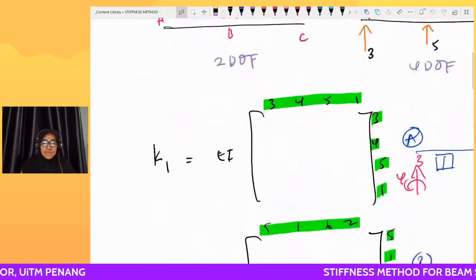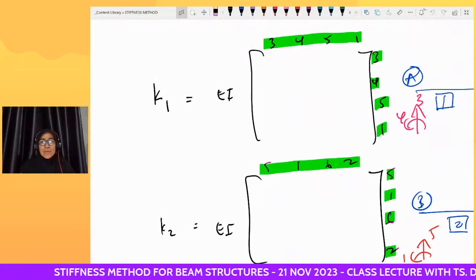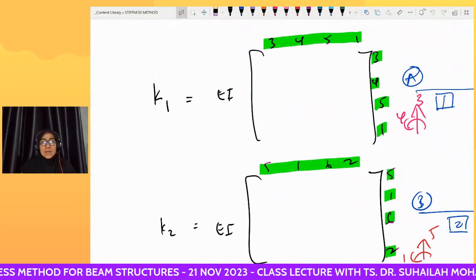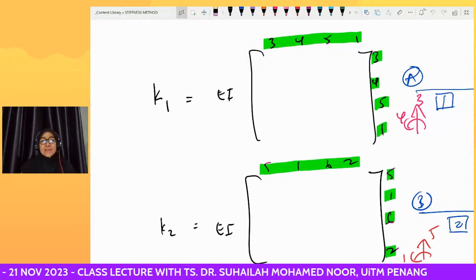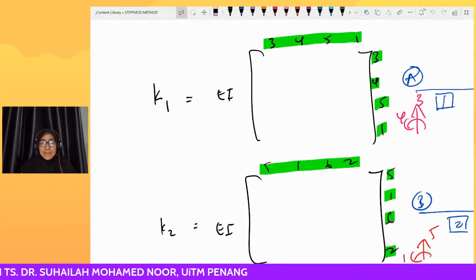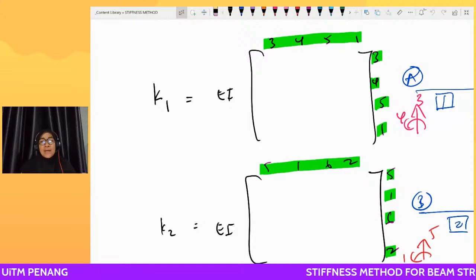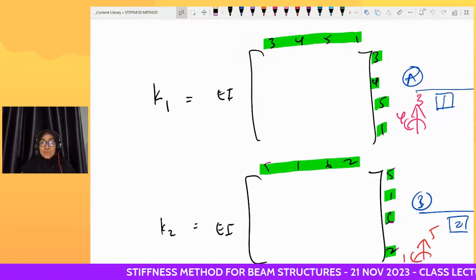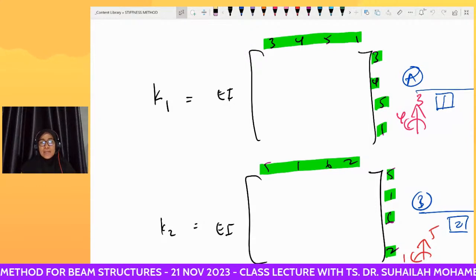For the stiffness method, the procedure is basically the same as truss analysis. We start by establishing the element global stiffness matrices. Elements we write in small letter, K1 and K2. So we have to divide into elements, and that is why we call these the element stiffness matrices, K1 and K2.